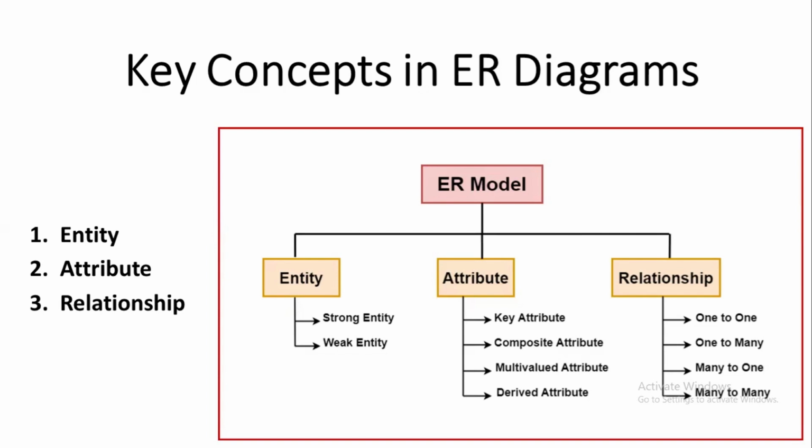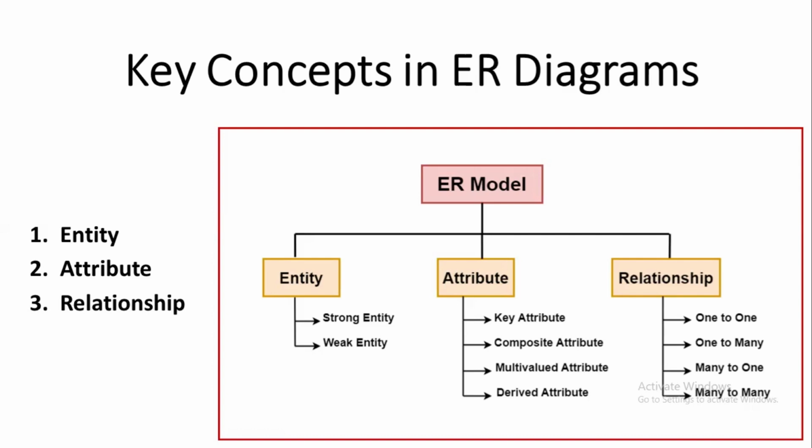We can say simply like this: an entity is a real world object or concept, for example students, faculty, or department. When we come to the attribute, it is a property or characteristic of an entity, and attributes can be divided into four main types: key attribute or simple attribute, second composite attribute, third multi-valued attribute, and finally derived attribute.